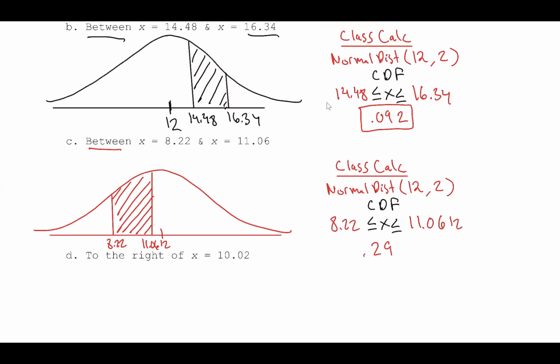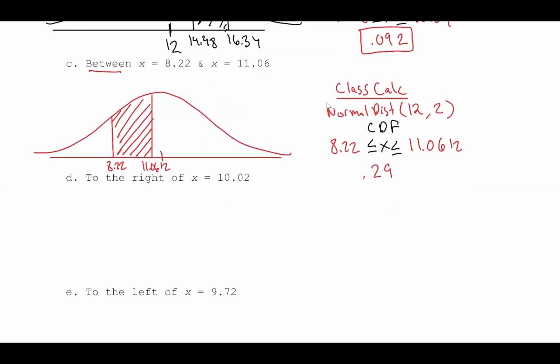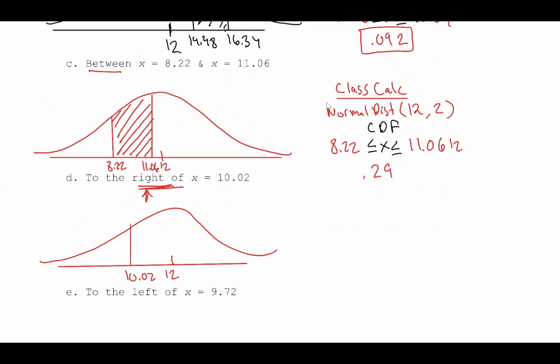All right, let's do part D. So for part D, if you look at it, it says to the right of 10.02. So that means we draw this out. The middle should be 12. This should be 10.02. And if you look at it, it says to the right. So to the right, the right-hand side. So that means you shade the right-hand side.